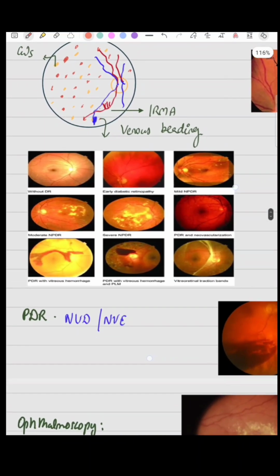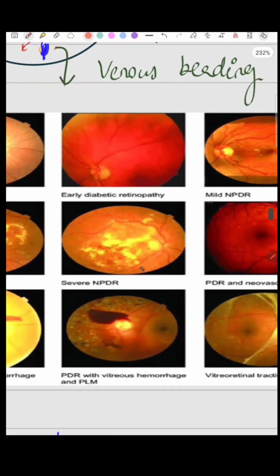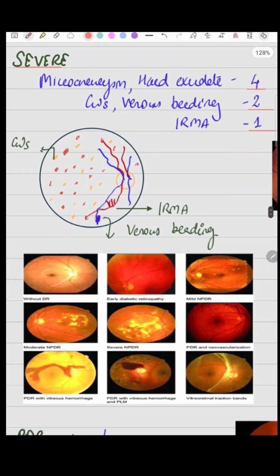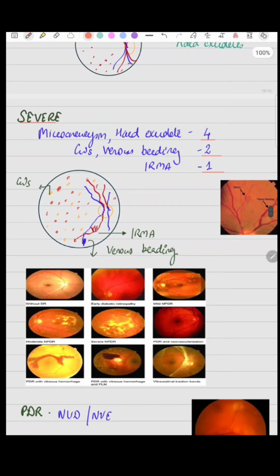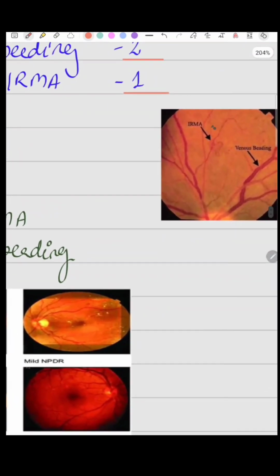This is a picture showing early mild NPDR with only microaneurysms and hard exudates in 1 or 2 quadrants, moderate NPDR in 3 quadrants, then severe NPDR where there will be venous beading and intraretinal microvascular abnormalities. The rule is venous beading in 2 quadrants and IRMA in 1 quadrant. Here again you can see the IRMA, intraretinal microvascular abnormalities, and the venous beading can be seen in this picture.